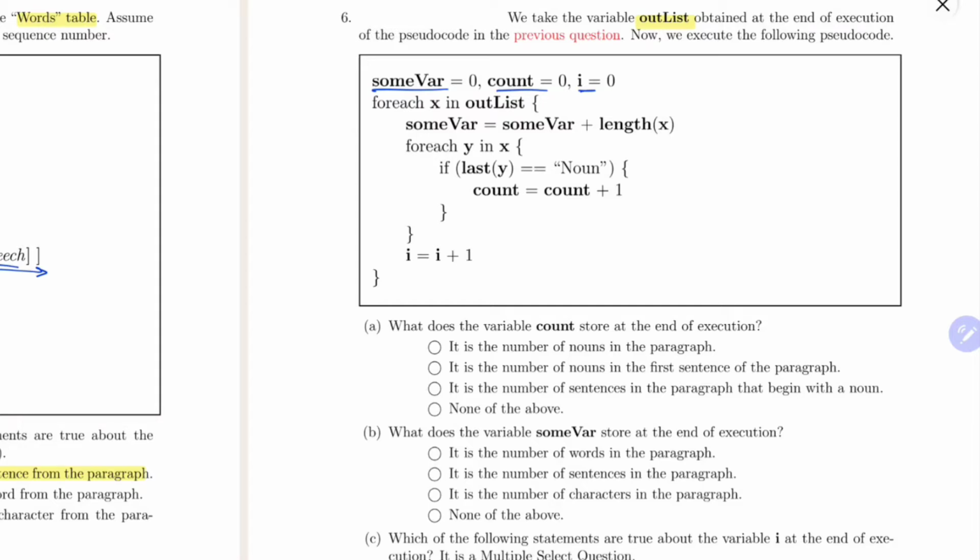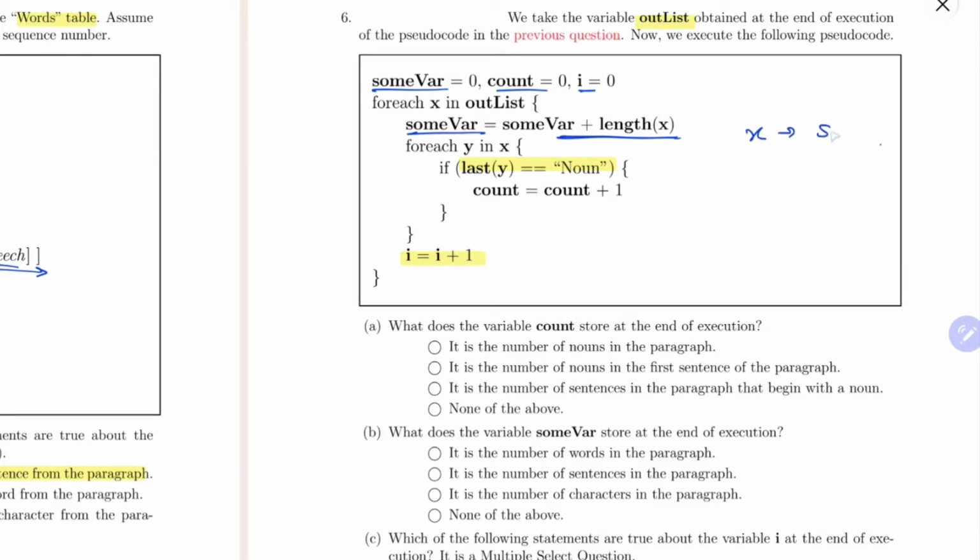They are assigned 0 initially. Now for each x in outlist, somevar is equal to somevar plus length of x. Last y is equal to noun. This is the condition. Then count is incremented, and at the end I is incremented. Okay. So what we are doing is, in the variable somevar we are adding the length of x, that is the number of words it has.